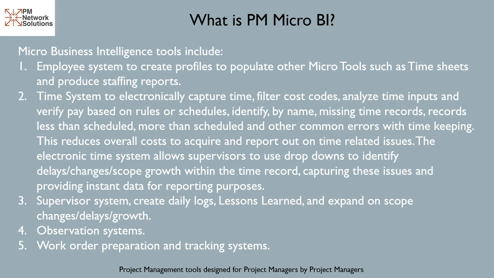The electronic time system allows supervisors to use drop-downs to identify delays, changes, scope growth within the time record, capturing these issues and providing instant data for reporting purposes. Supervisor system. Create daily logs, lessons learned, and expand on scope changes, delays, growth. Observation system. Work order preparation and tracking systems.